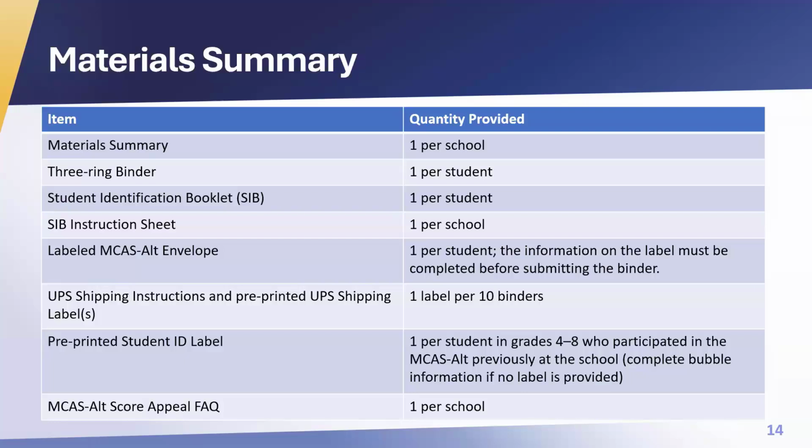A labeled MCAS-Alt envelope, 1 per student. UPS shipping labels, 1 label per 10 binders, so you can ship them back in groups of up to 10, and a pre-printed student ID label, that's 1 per student in grades 4 through 8 who participated in MCAS-Alt previously at the school. And there's an MCAS-Alt score appeal FAQ, 1 per school, and the FAQ is frequently asked questions. So if an administrator or educator would like to check on how the MCAS-Alt is scored and they have questions in the scoring process, there's information on how to appeal the score.